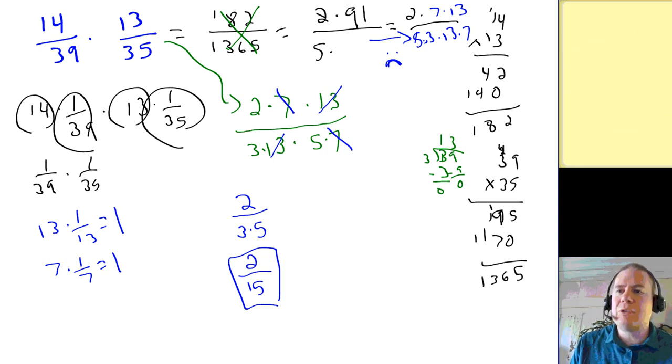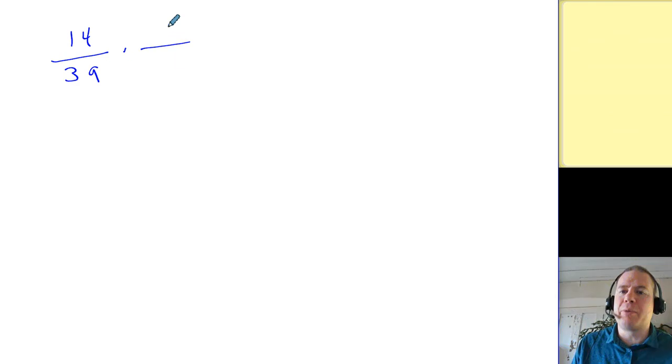Now we can look at a similar problem. Keep it as 14/39ths. But then instead of multiplying by 13, let's use another 14. And instead of 35, let's use 37. All right? What can we do here? Well, it turns out nothing. But we don't know that unless we first try.